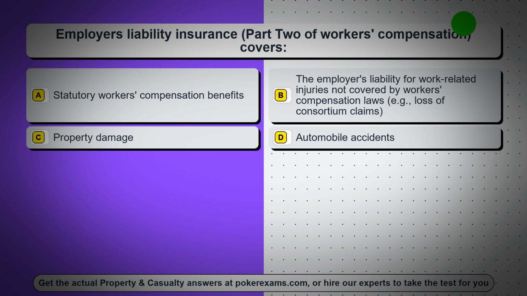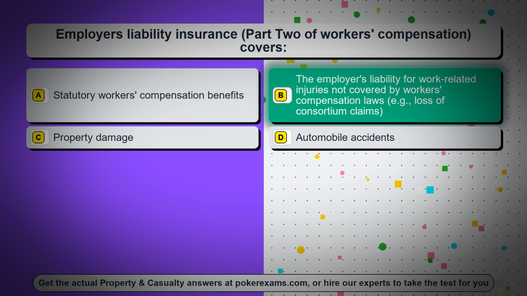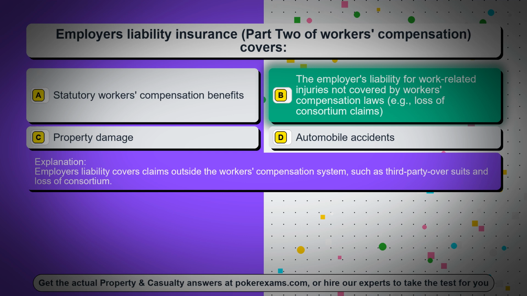Question 2. Employer's liability insurance, Part 2 of Workers' Compensation, covers: Option A, statutory workers' compensation benefits. Option B, the employer's liability for work-related injuries not covered by workers' compensation laws, example, loss of consortium claims. Option C, property damage. Option D, automobile accidents. The correct answer is option B, the employer's liability for work-related injuries not covered by workers' compensation laws, example, loss of consortium claims. Employer's liability covers claims outside the workers' compensation system, such as third-party over suits and loss of consortium.